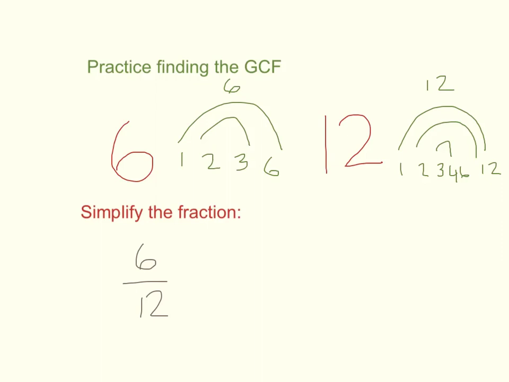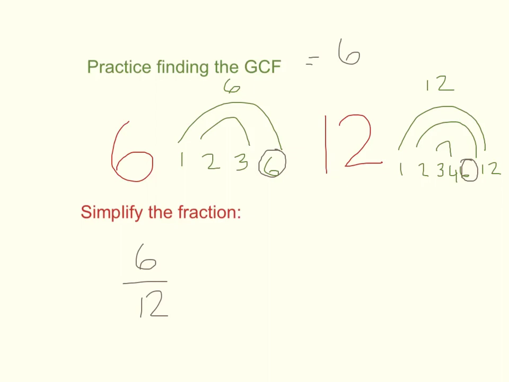Next, I'm going to look at the common factors that I have between 6 and 12. I see that both numbers have factors 1, 2, 3, and 6. The greatest common factor is going to be the biggest number they have in common, so that would mean that 6 would be considered my greatest common factor between 6 and 12.